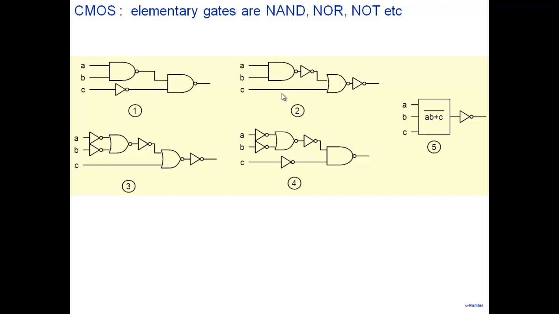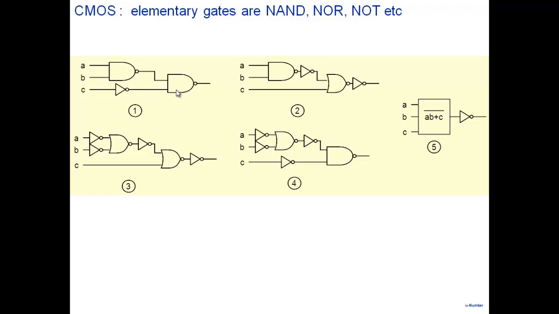All of them perform the same function. They will do AB plus C. All of them do that. But how do they differ? They differ in terms of area. They will differ in terms of delay. And in our case, these are the 2 main things, area and delay. They may differ in terms of power.